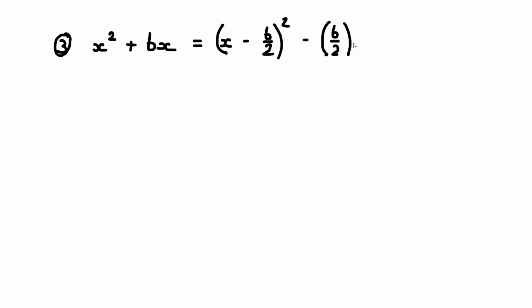The first thing you want to know is that, let's say you had x squared plus bx, right? For completing the square, this can be rewritten as x plus b over 2, whole squared, minus b over 2 whole squared. This might look a little bit confusing right now, but I assure you it will make sense when we start doing questions.